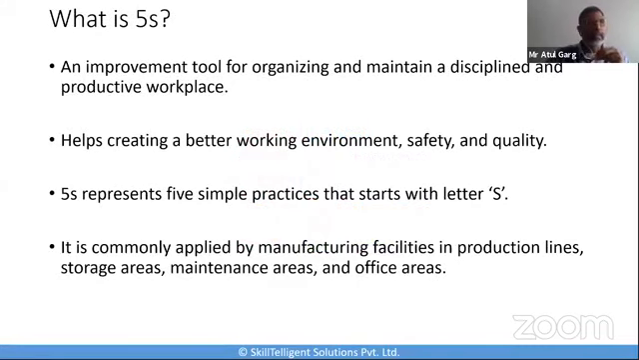So what is 5S? In very simple terms, it is an improvement tool which helps businesses to organize and maintain a disciplined and productive workplace. A disciplined workplace automatically creates a better and safer working environment. Today, 5S is applied not just for manufacturing facilities, but people have applied it as 5S for offices, 5S for IT, maintenance, stores, warehouses, and so on. So 5S is no longer restricted to only manufacturing facilities today.